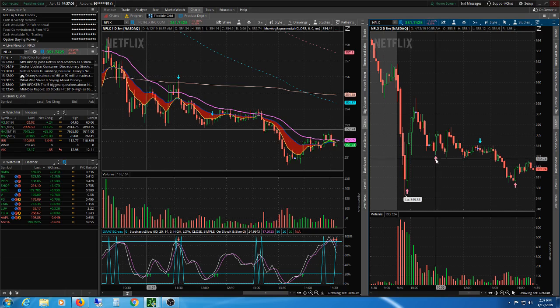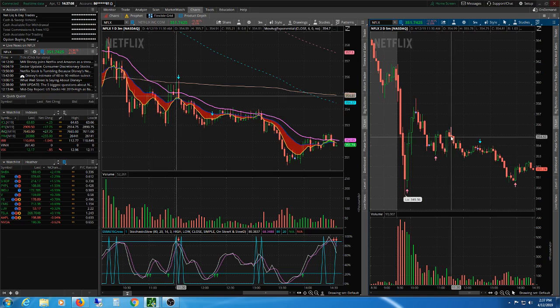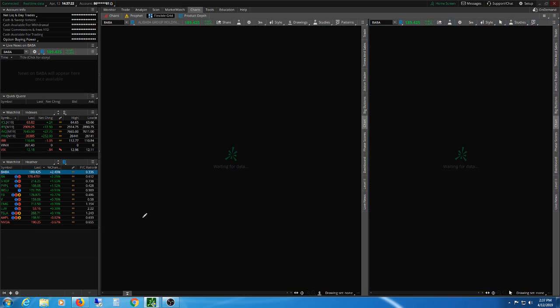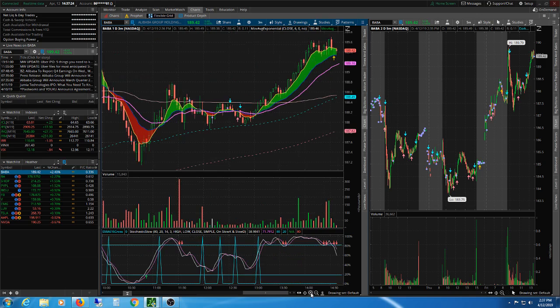Another bullish engulfing here that so far would not have worked. Actually would have stopped you out, because you would have stopped out. This candle here would have been a technical stop out, so that would have stopped you out. Alibaba.